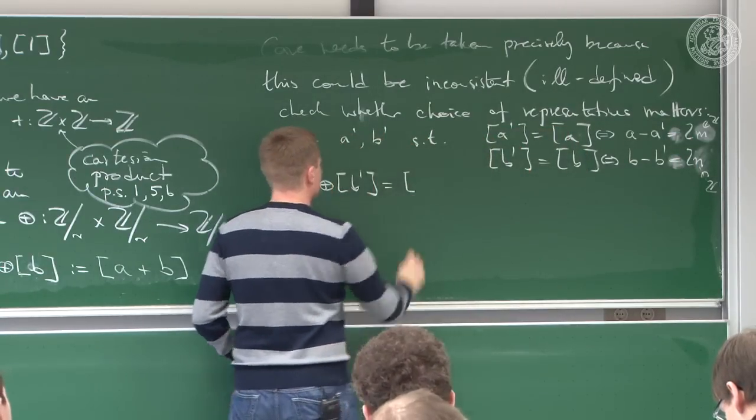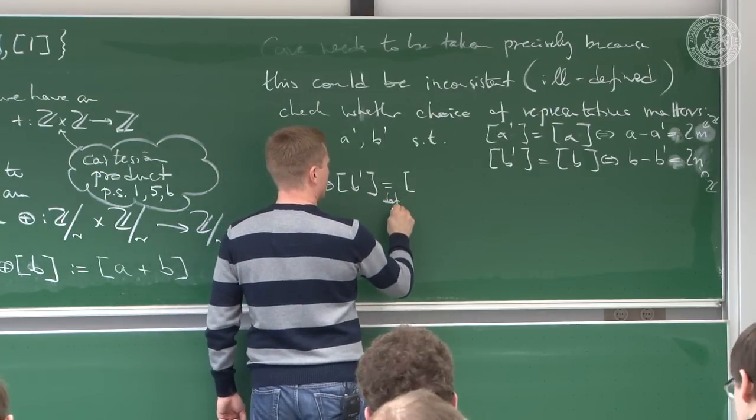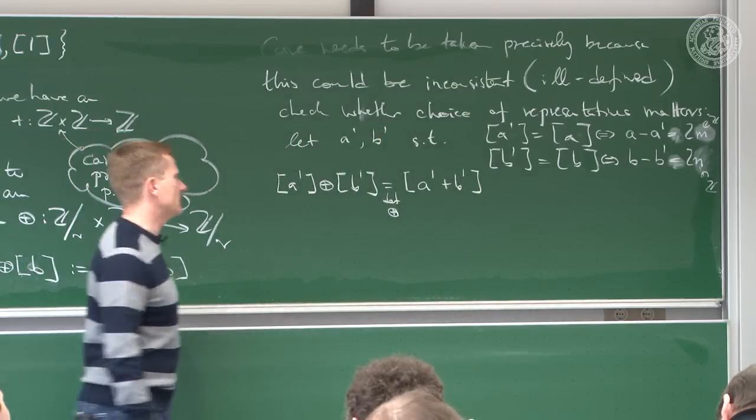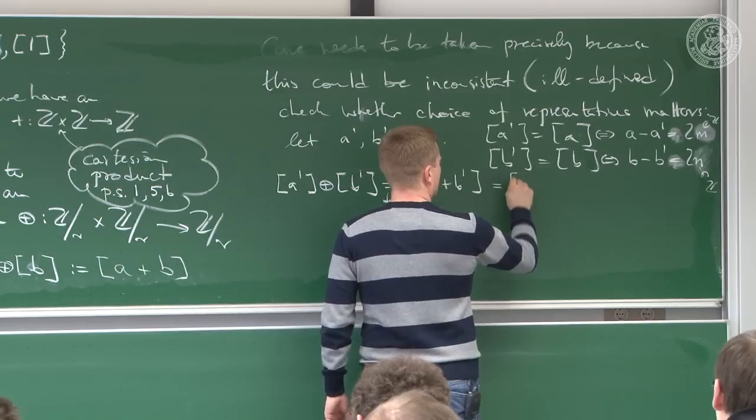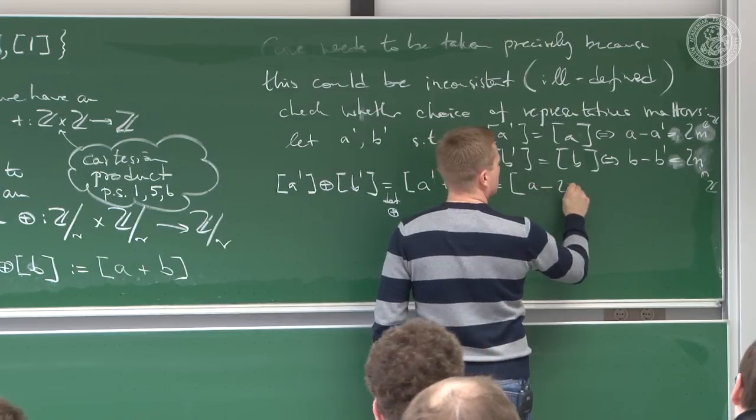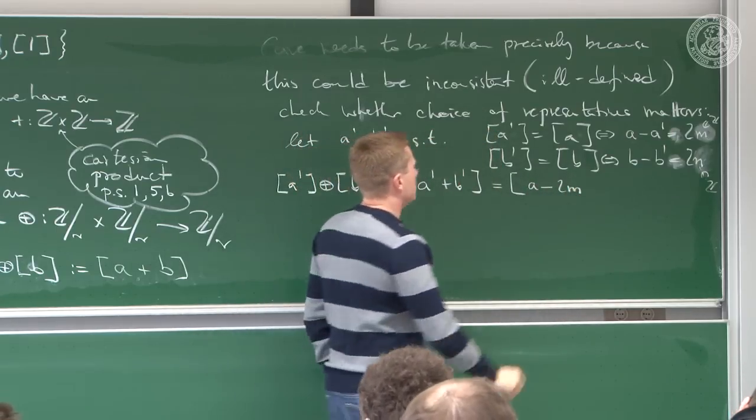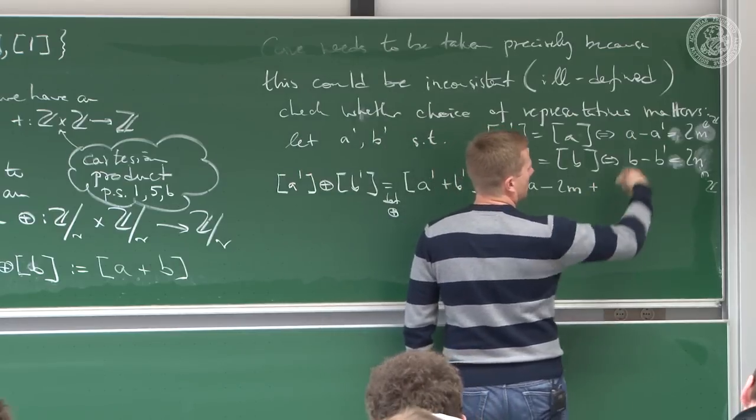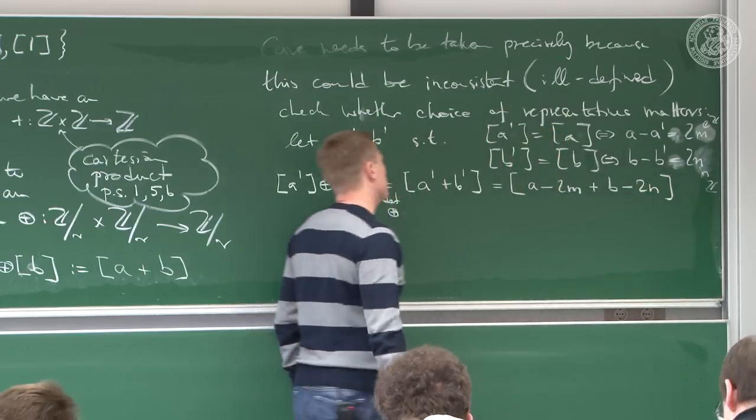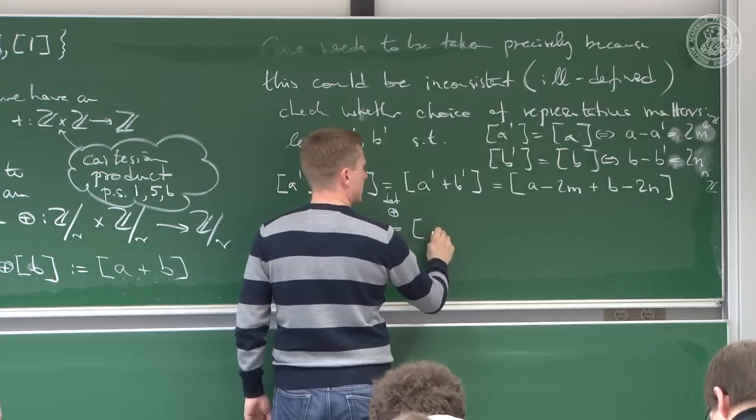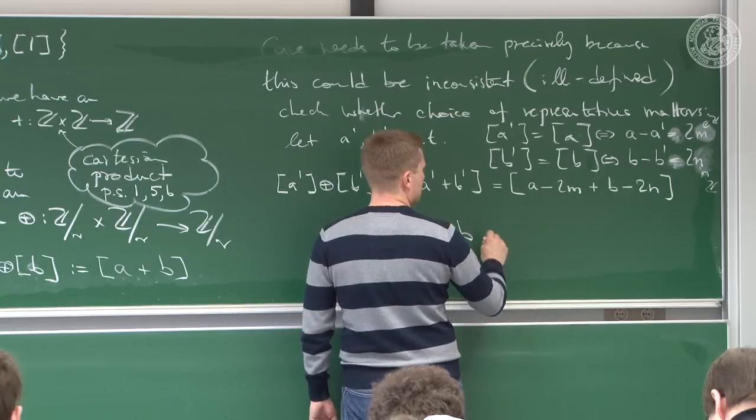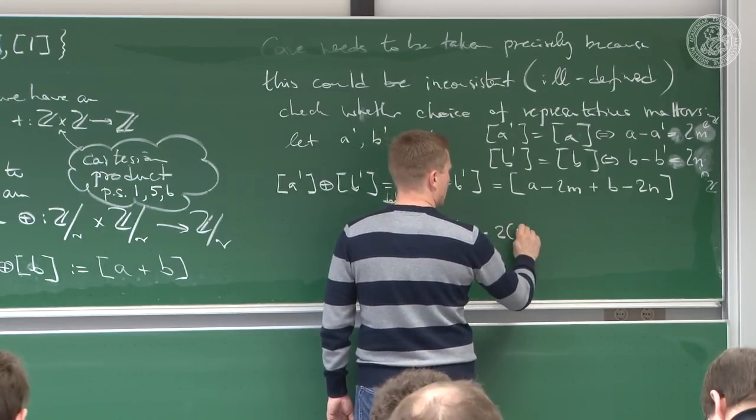So we can use the definition of circ plus, that would be A prime plus B prime. I just blindly take the two representatives that I happen to have there, and now I replace A prime by A minus 2m, and B prime by B minus 2n. Well, that, of course, is the same as A plus B. No? So first associative law, then commutative law. A plus B minus 2 times m plus n.